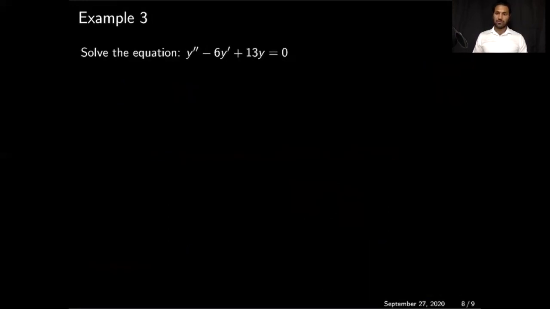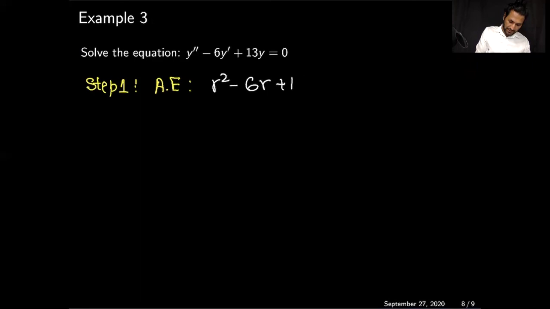Let's consider one more problem. Here I have a differential equation y double prime minus 6y prime plus 13y is equal to 0. So again, same as in the previous example, first I calculate the auxiliary equation or characteristic equation. The auxiliary equation of this differential equation will be r squared minus 6r plus 13 equals 0, because I will turn the second derivative to r squared, the first to r, and the function y to 1.